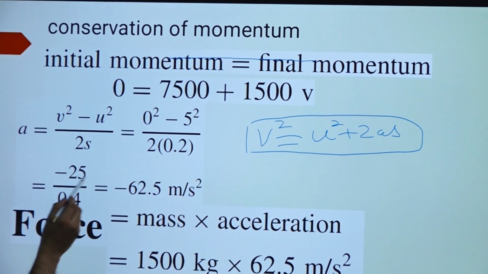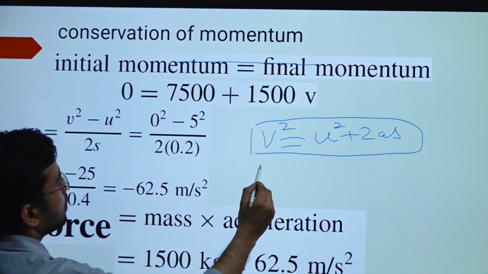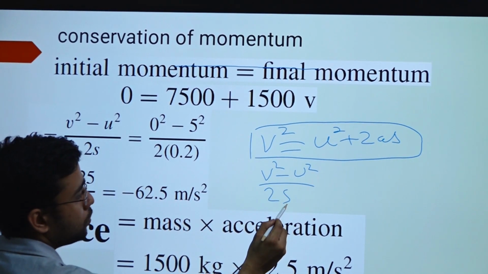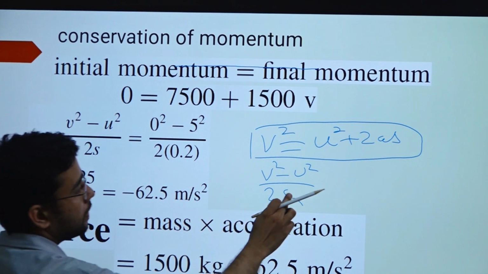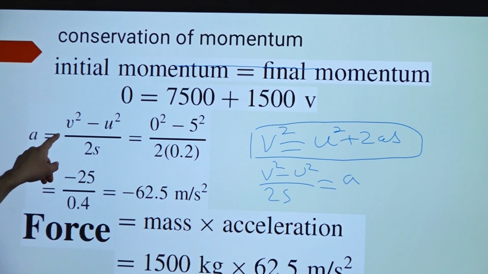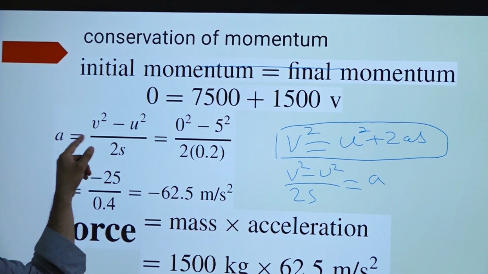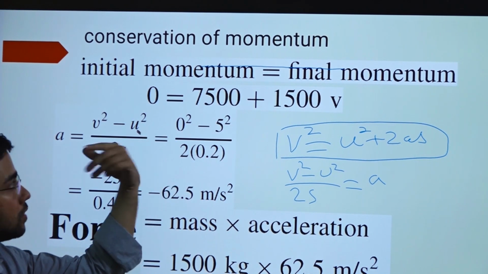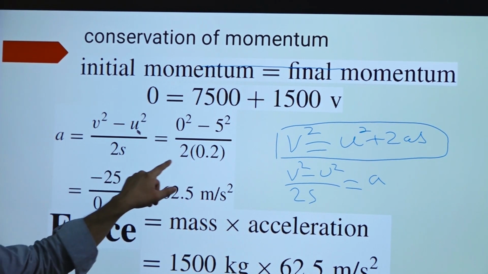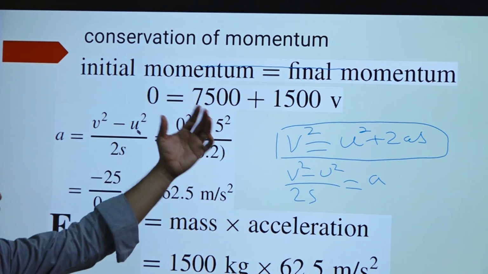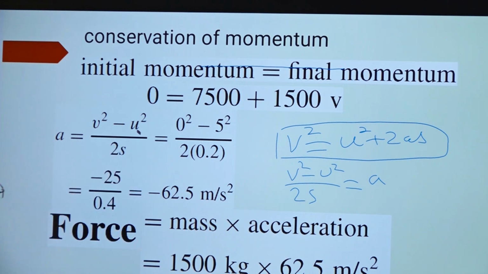When you rearrange it, A equals v square minus u square divided by 2 into s, where s is the recoil of 200 millimeter. Here v, the final velocity, should be 0 because we want to stop the gun as early as possible. Initial velocity is 5, which we found out. And s is 0.2, the recoil of the gun. When you apply this, you will find 62.5 meter per second square.